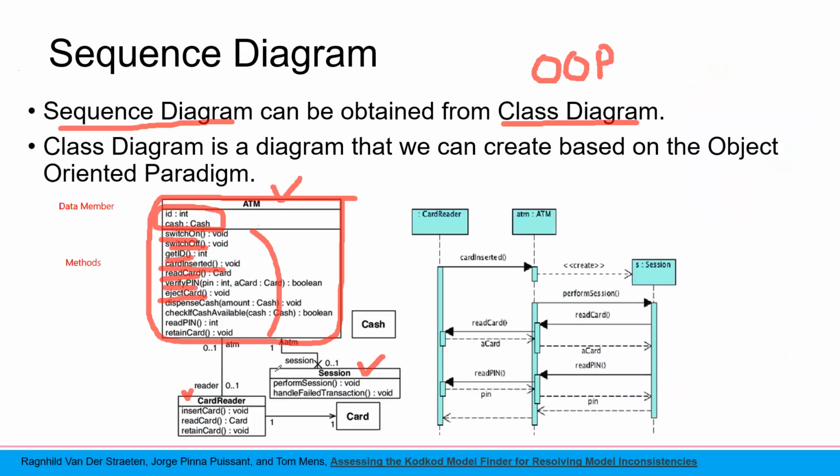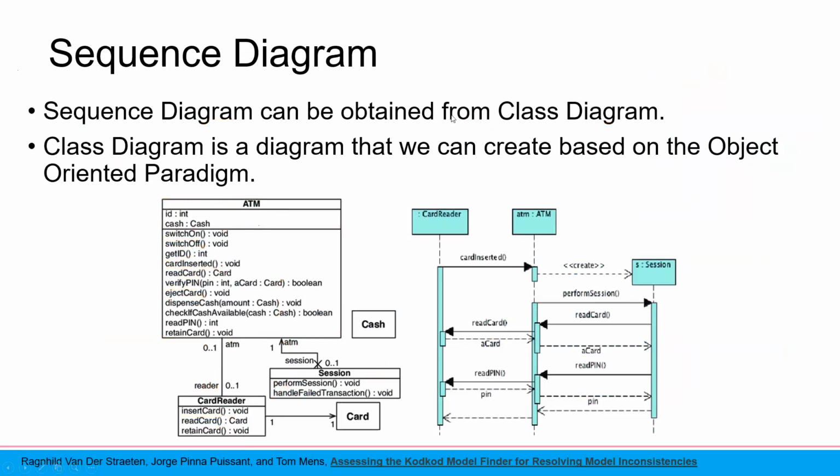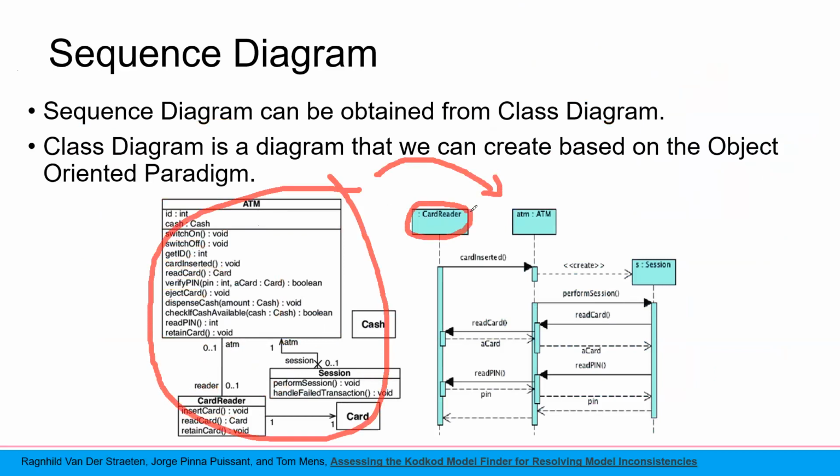Whenever we do something, maybe before we read the card, we want to ask the user to insert the card and then read the card or retain the card. And we need to check the session, whether the session will be filled or not. So you can make the sequence from this class diagram. This is the class diagram, and then I can make a sequence diagram. The sequence diagram will start from the objects. This is the card reader, and then I can have the ATM, and I will create one for every method.